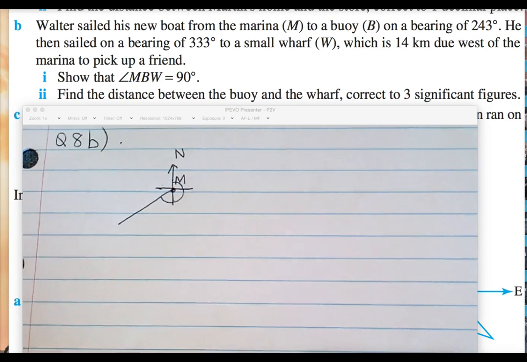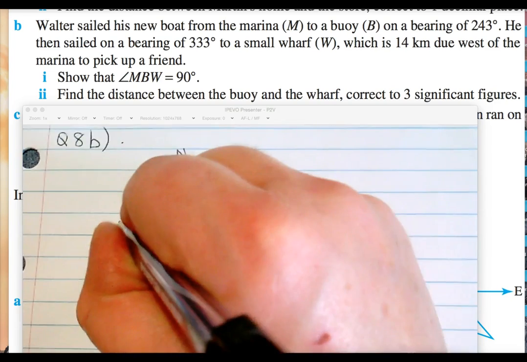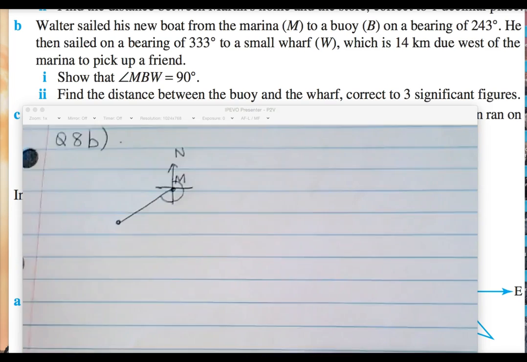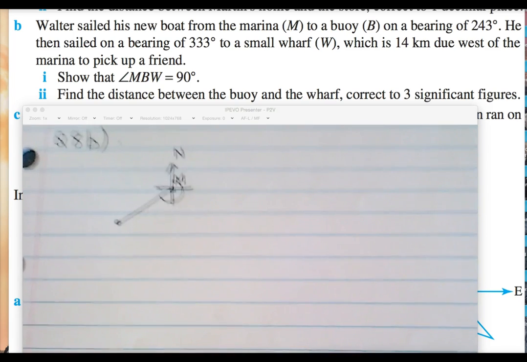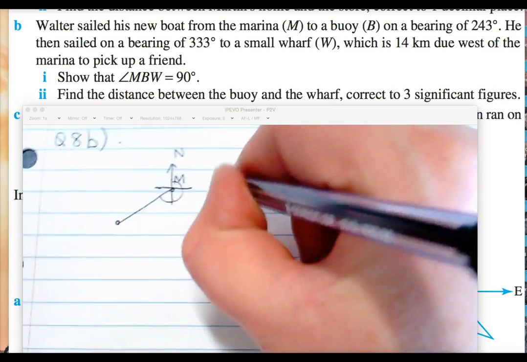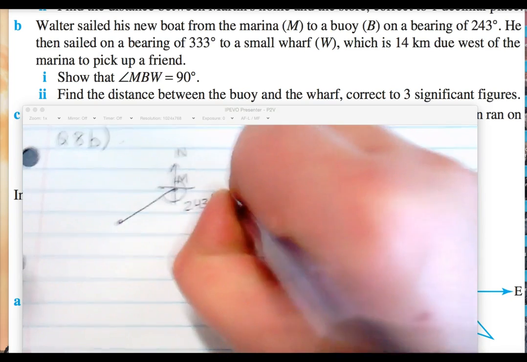We don't know how far he's travelling. He then stops. He stops at B. He then changes, girls, as I was saying yesterday, every time a sailor changes direction, he needs to get his compass out again, find north, and set the new direction. So he's gone in one direction, and this direction is 243.